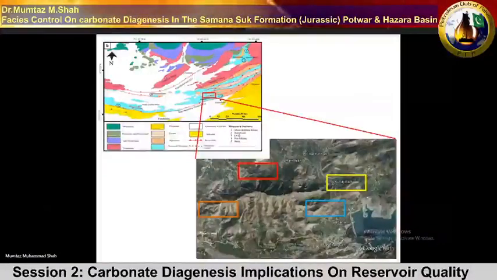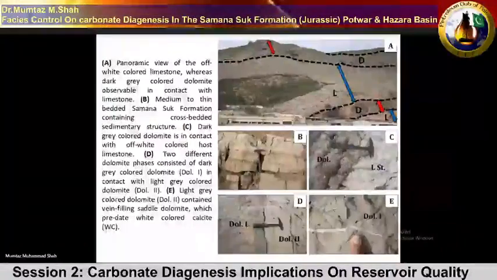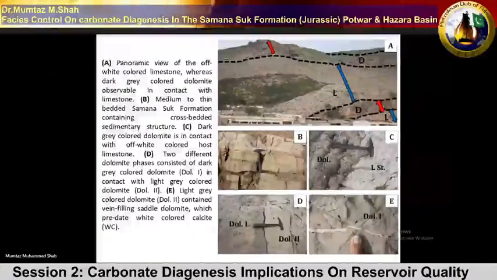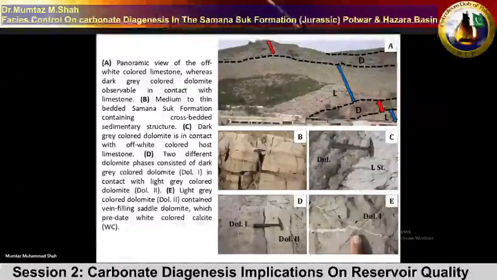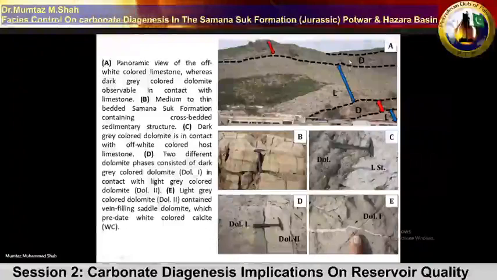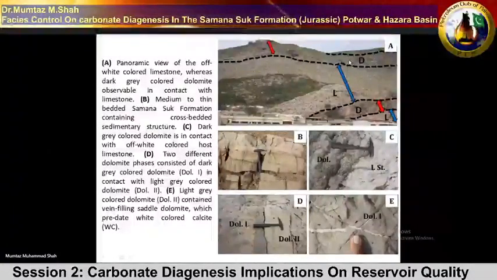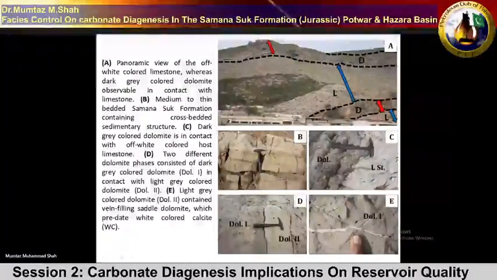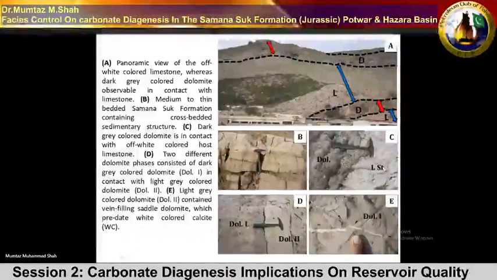This is the panoramic view of the outcrop, where we have thick dolomite bodies present in between the limestone, and these dolomite bodies represent a peculiar, different character as compared to the limestone. Here we can see the clear difference between the dolomite and the limestone, where the limestone is off-white to light gray in color, whereas the dolomite is more dark gray in color.